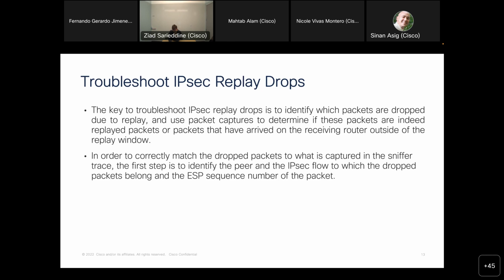In order to correctly match the dropped packets to what is captured in the sniffer trace, the first step is to identify the peer and the IPsec flow to which the dropped packets belong and the ESP sequence number of the packet.